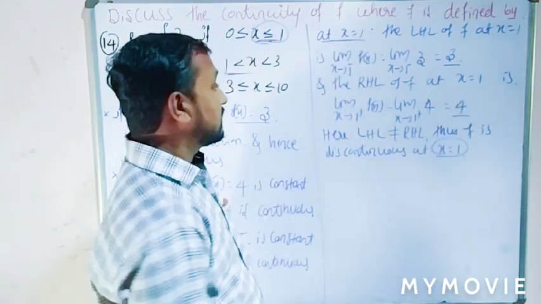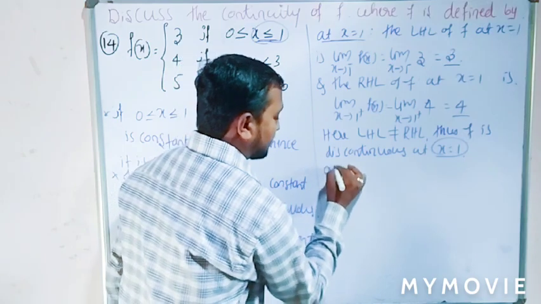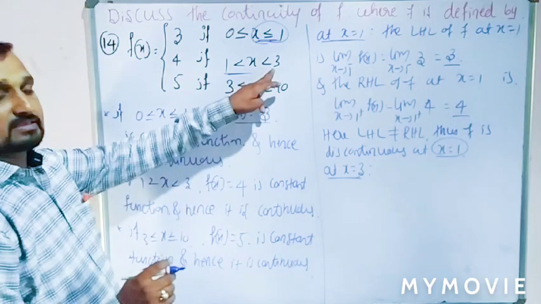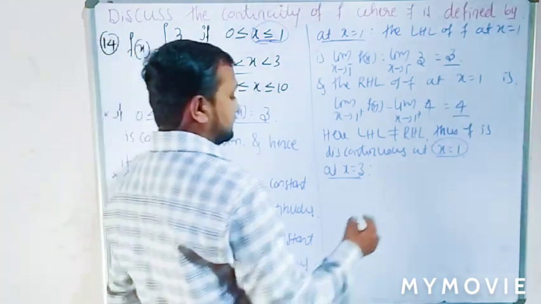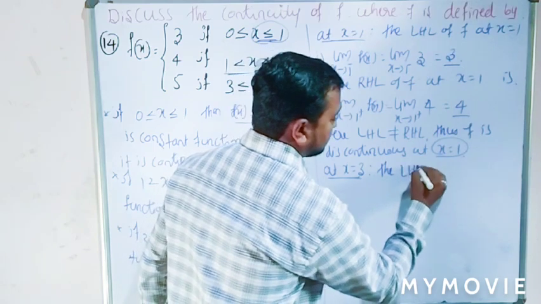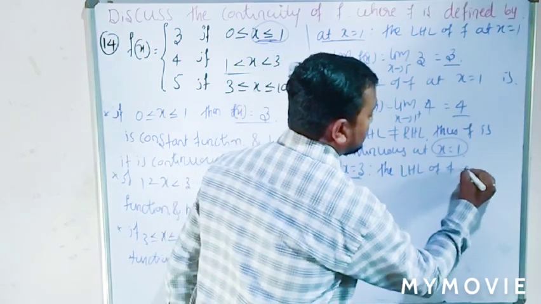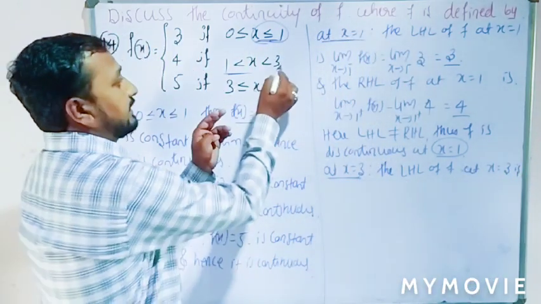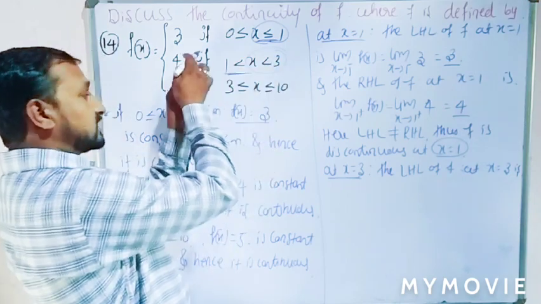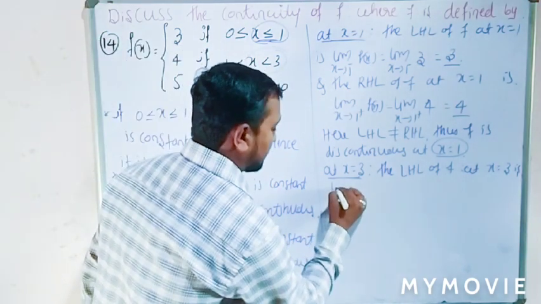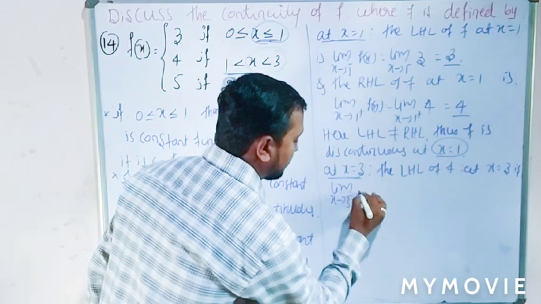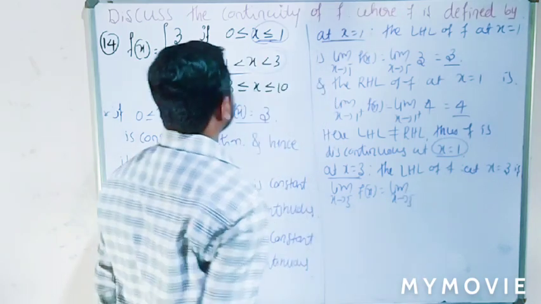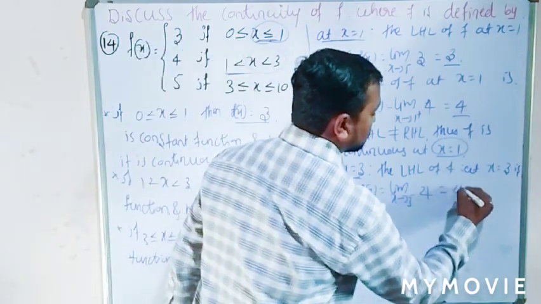First is 1, and another point is x equal to 3. 3 also lies between this one. So the LHL of f at x equal to 3: the LHL should be for x less than 3. So the limit of x tends to 3 minus f of x, it is the LHL, that is 4. Its value should be 4.